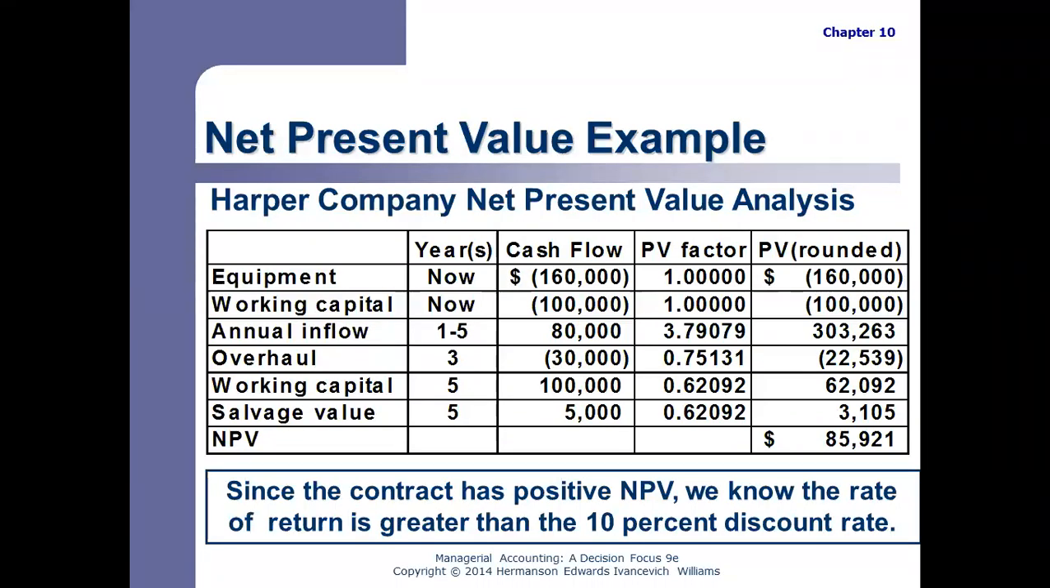The PMT is for the case of an annual inflow, a series of payments of the same amount. So this $80,000 a year for 5 years, this $80,000 is your PMT button on your financial calculator. FV is if you've got a lump sum, one amount, sometime in the future. For example, this working capital, you're going to get $100,000 5 years from now. That $100,000 represents the future value. So you've got these five buttons. You need to input three variables in order to calculate a fourth one.